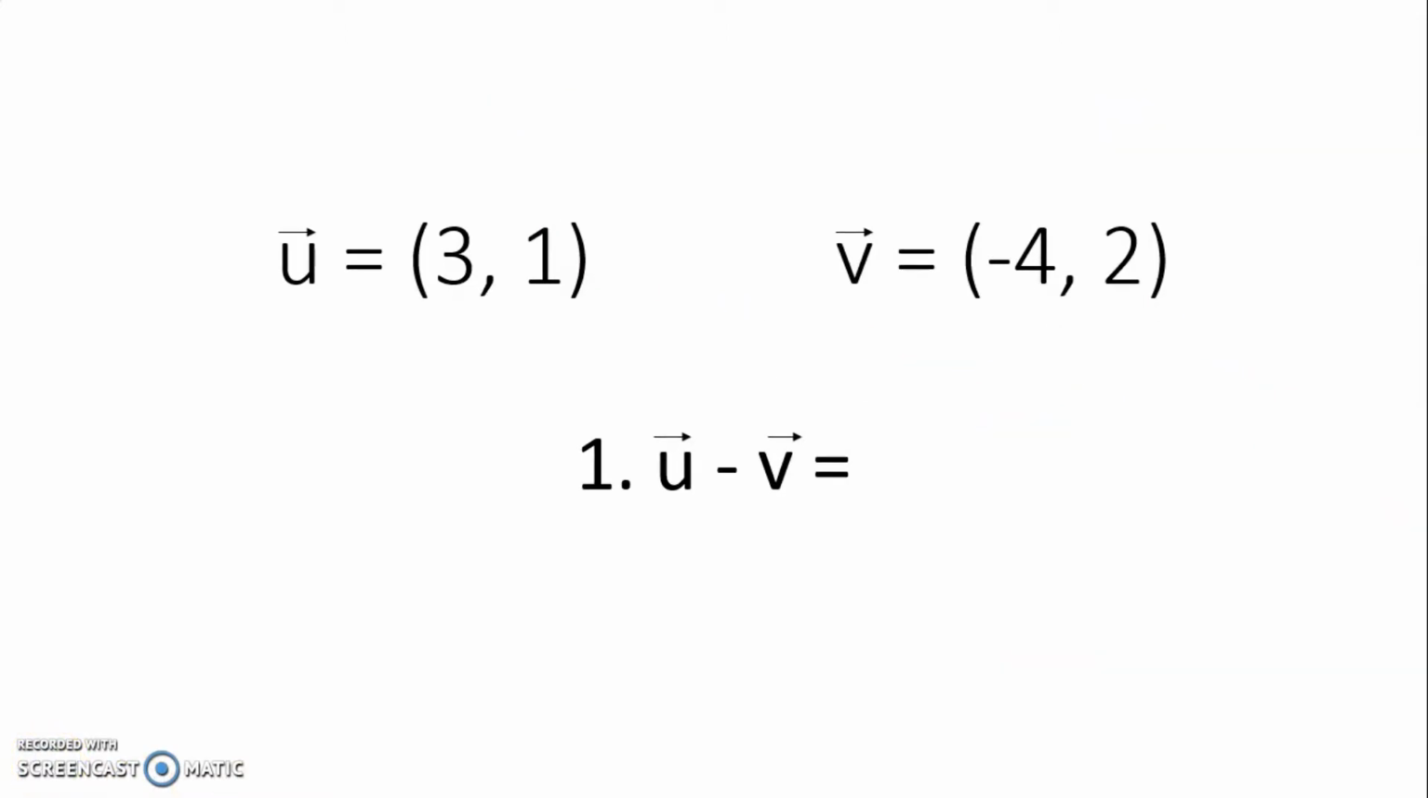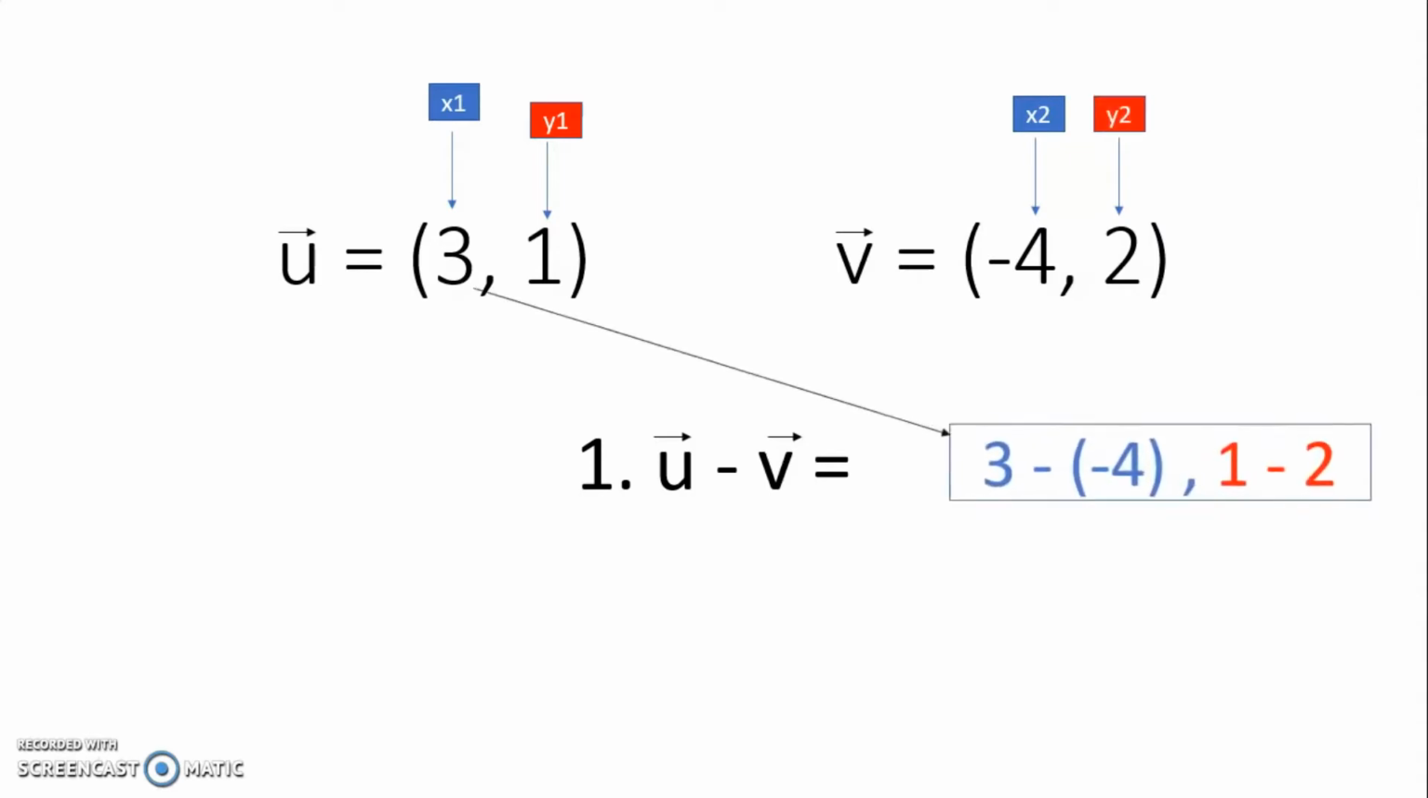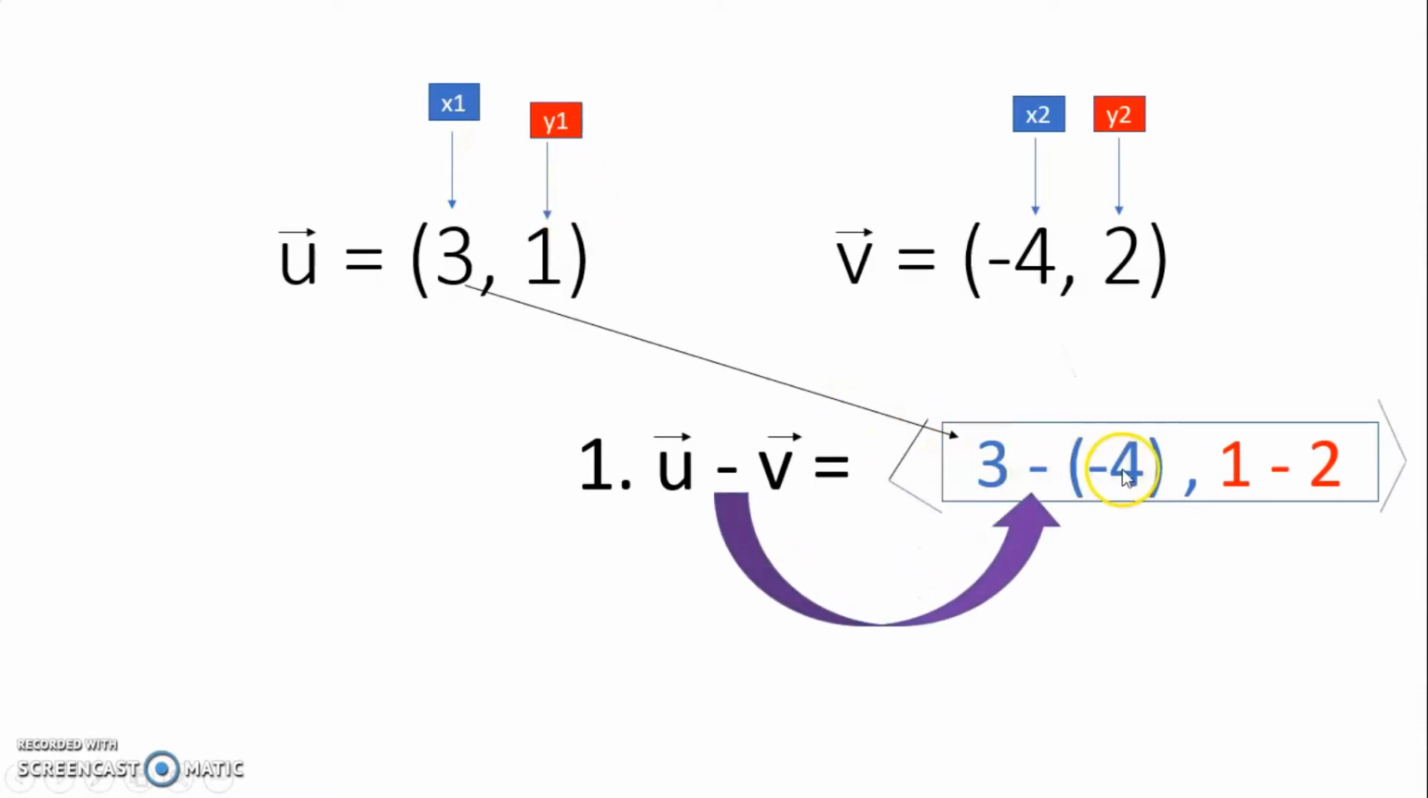We are asked to get vector u minus vector v. Like we did in the previous example, our 3 remains our x1, while the 1 is our y1. So for vector u, we are having x1, y1, while for vector v, we are having x2, y2. Now, since we are asked to subtract, it's going to be x1 minus x2, that is 3 minus -4, then y1 minus y2, which is 1 minus 2.